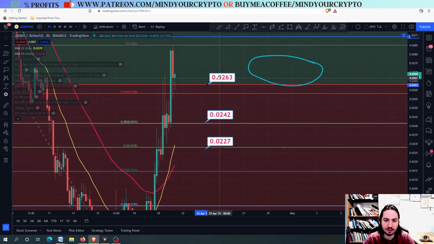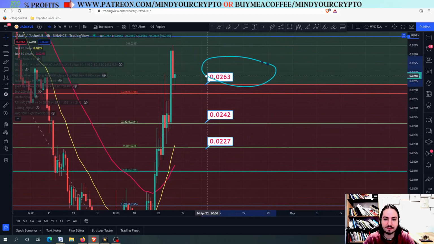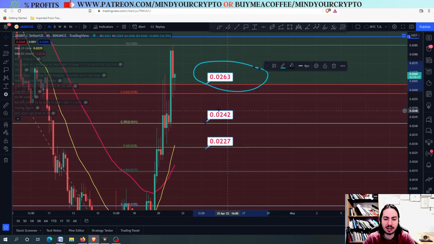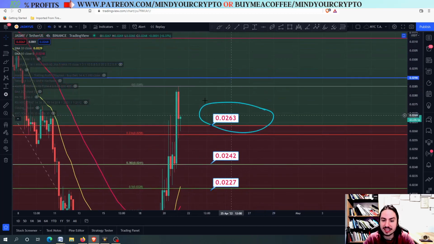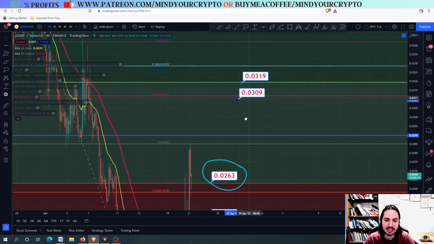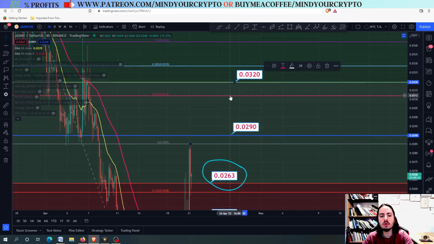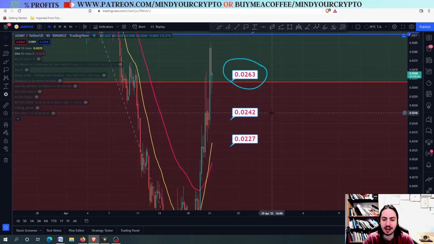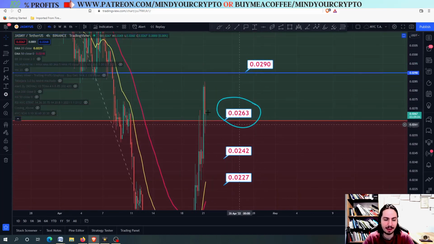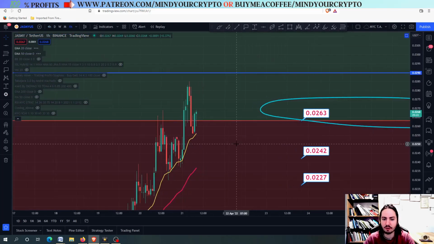I'm just going to have this one right here. Okay, so 0.0263, 0.0242. Losing this will mean that we are losing Jasmy down to the next support levels and we will probably find buying pressure around there. But holding this line will mean that we first step at the 0.029 and then at the 0.0320. Okay, so I'm going to delete this one right here. I'm going to have just the price levels right there, and let's go to the 1 hour frame to see some things right here.